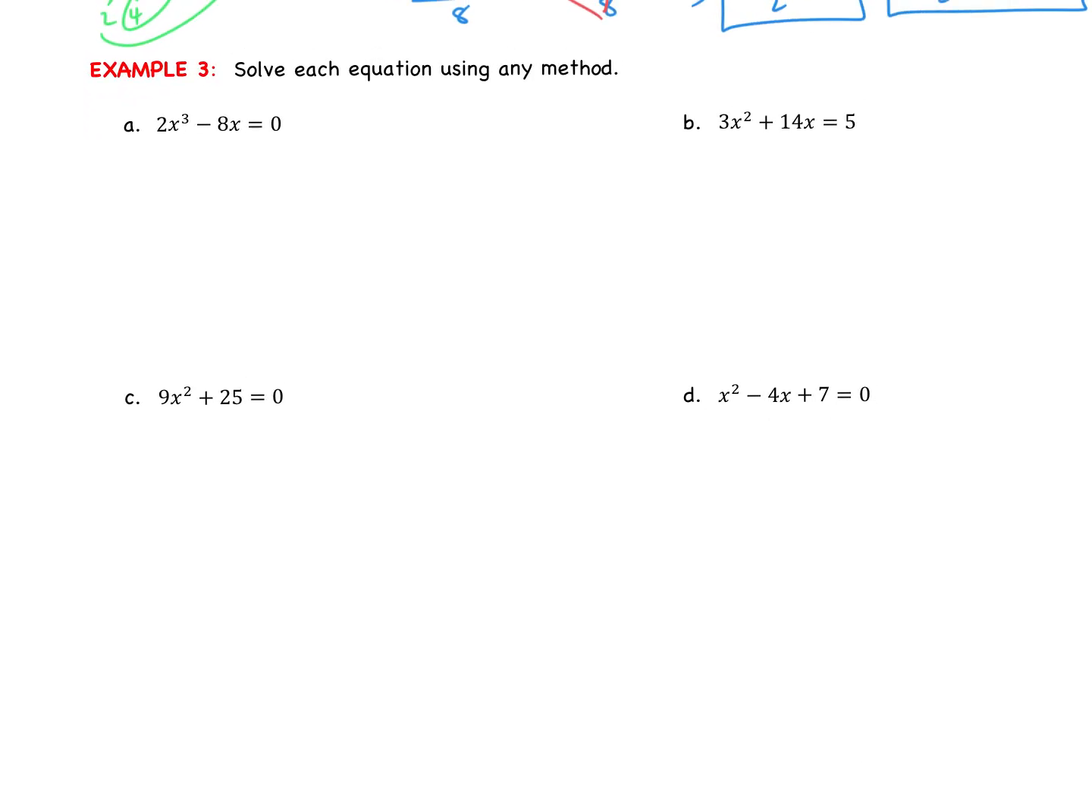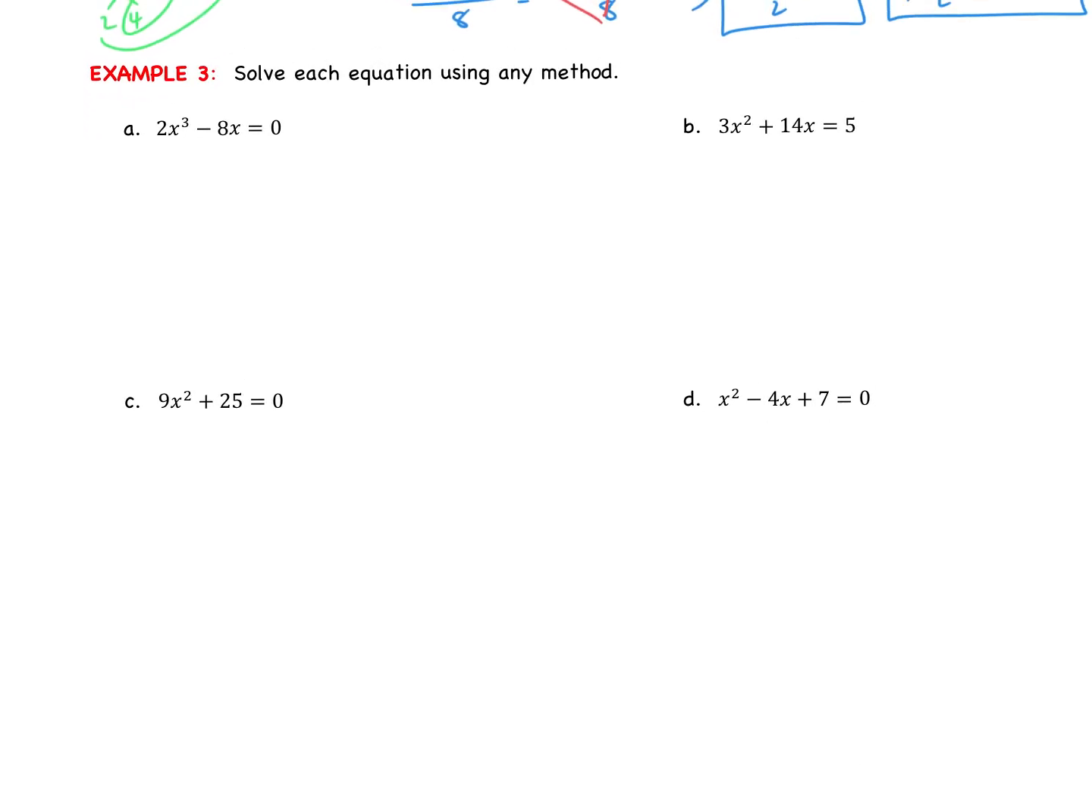Okay, I'm going to do 2 problems with you, and then you are going to do 2 of them. Anytime it says solve using any method, first ask yourself, can I use the square root? Then ask yourself, can I factor? Then, if you can't do any of that, you're going to use the quadratic formula. Okay, so let's give this a try.